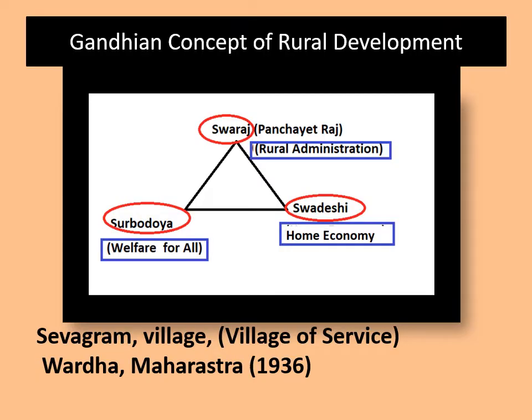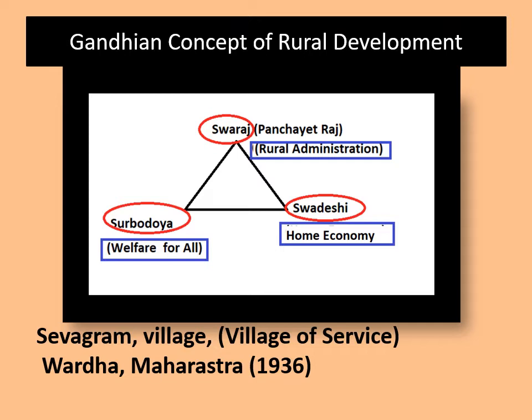Basically, Gandhian philosophy and the Gandhian concept of rural development, that is model village cluster, he had already implemented in the Sevagram village near Wardha in Maharashtra. According to the Gandhian principle, the model village cluster or the ideal rural development depends on three pillars: rural administration, home economy and Sarvodaya, welfare for all.